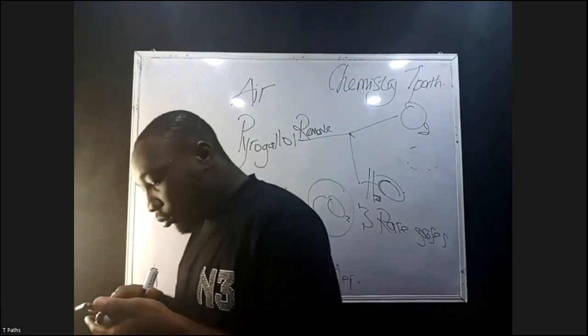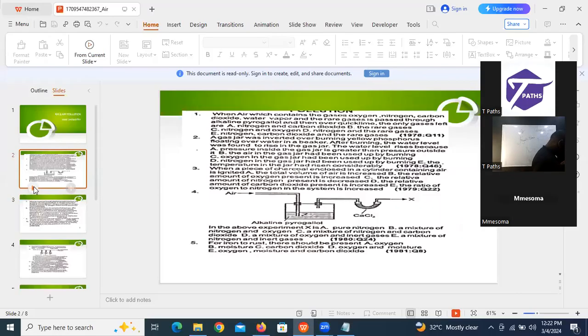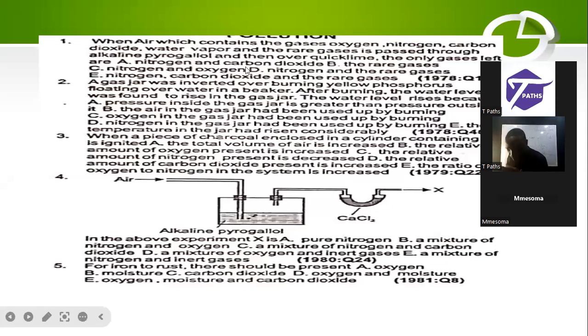Number two. The question says a gas jar was inverted over burning yellow phosphorus floating over water in a beaker. After burning, the water level was found to rise in the gas jar. Why is the water level rising? If you just go to the question, they are asking why the water level is rising.